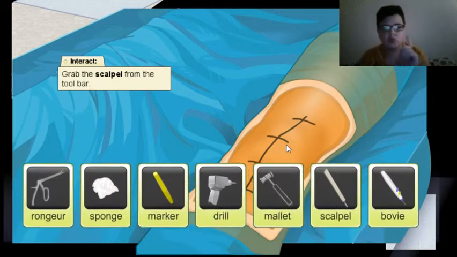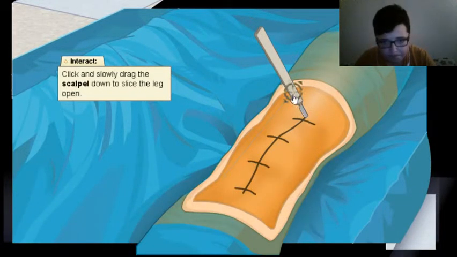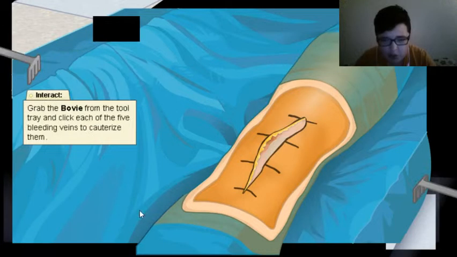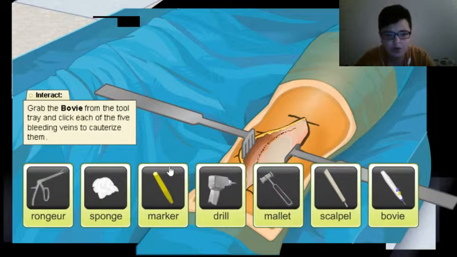What purpose do you think the perpendicular lines serve? Now for the incision. Take the scalpel and cut the skin following your markings. Let's use the Bovie pencil to cauterize the veins. This will help decrease blood flow into the surgical field.